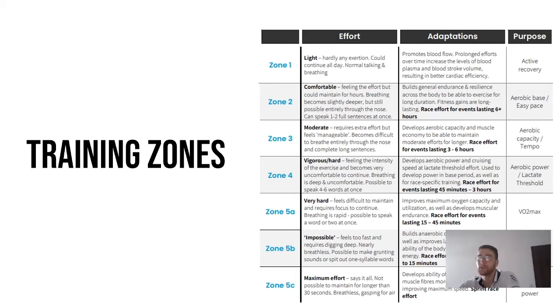Then we have zone 2. That's your comfortable, easy effort. You can easily speak 1 or 2 full sentences at once. Typically, you would be able to breathe through your nose, and that's another good way to check if you're in the correct zone, by measuring how you breathe and how you're able to speak. And zone 2 is your aerobic pace. That's your easy pace, and that should cover most of your training.